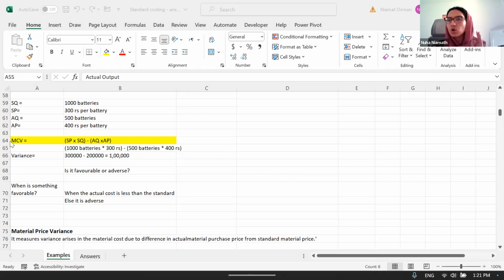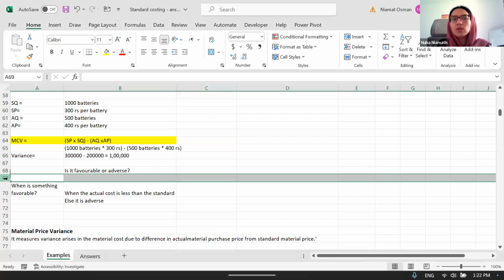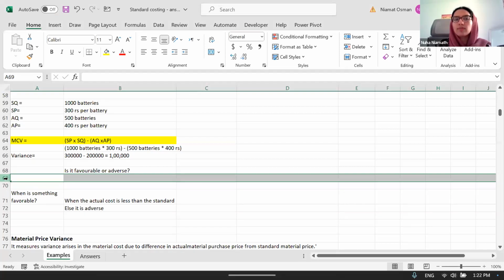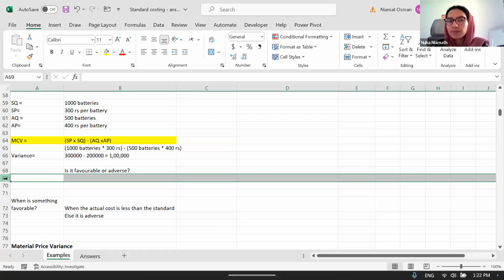So I don't want anybody mugging up any formulas here. Be very clear: cost variance is standard cost minus actual cost, and that is SQ into SP minus AQ into AP. Right? That shouldn't be a confusion. Now let's understand how to calculate whether it is favorable or adverse.